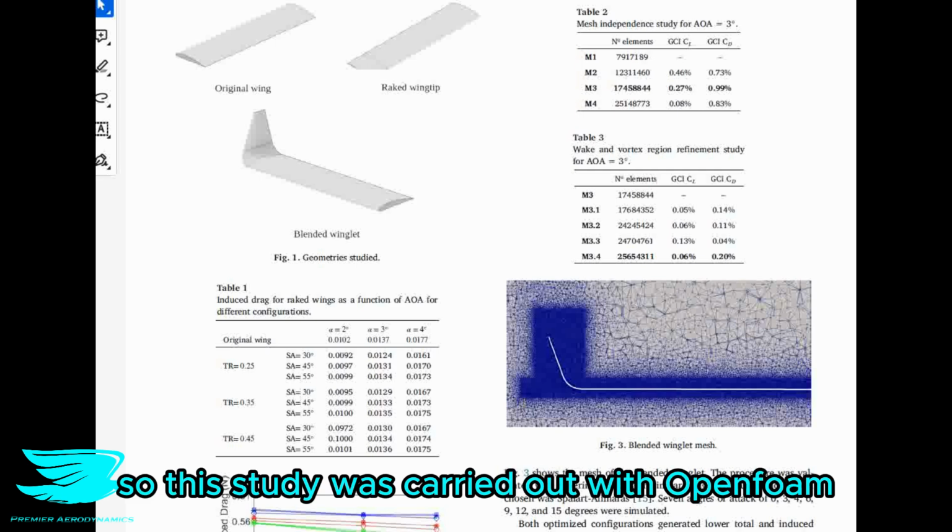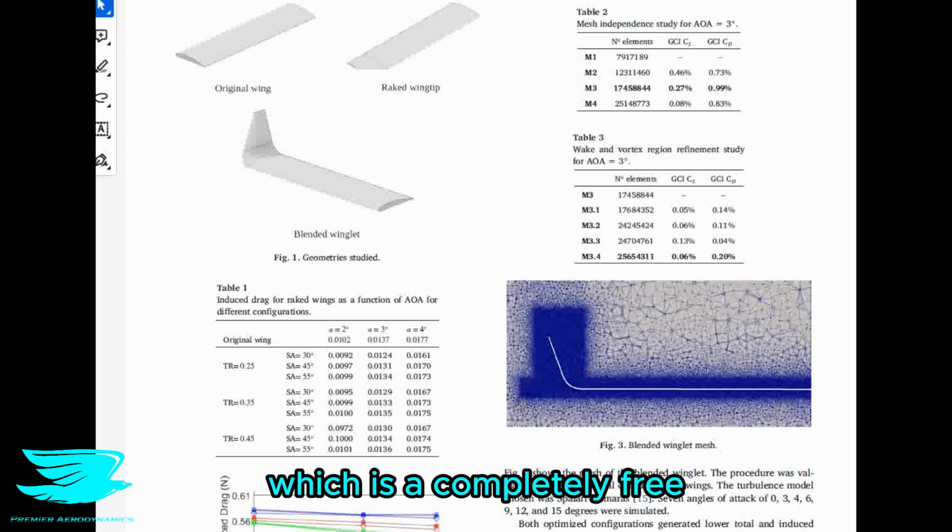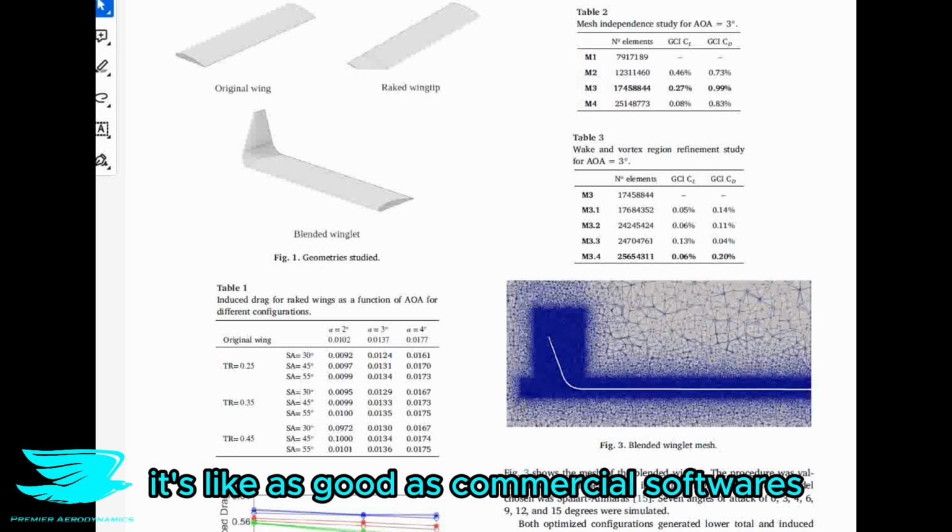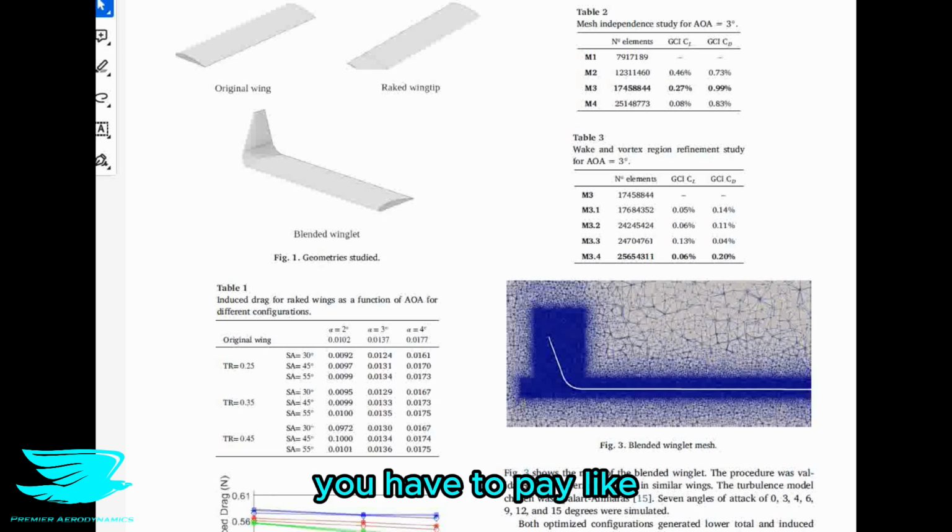So this study was carried out with OpenFOAM, which is completely free Navier Stokes CFD software, and it's really good. It's as good as commercial software, where you have to pay something like $50,000 per year to use it. OpenFOAM, completely free. So that's pretty nice.